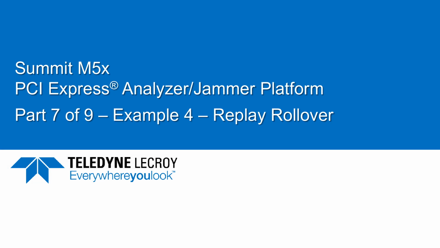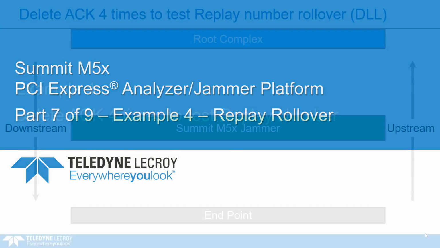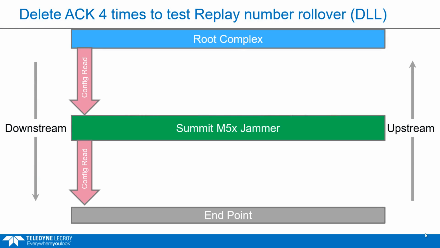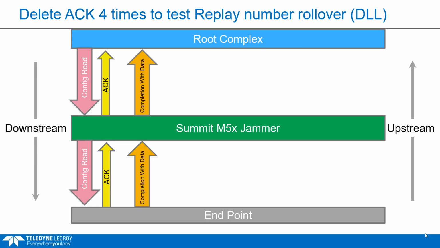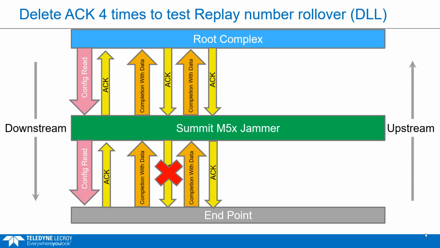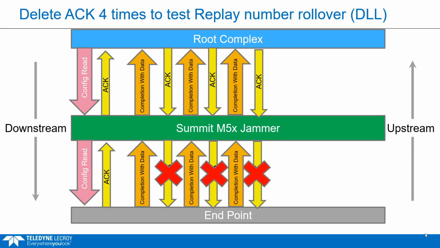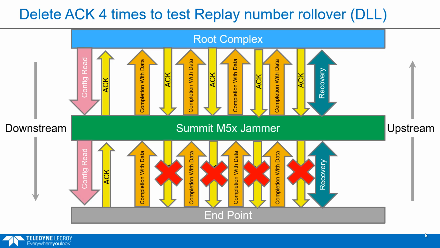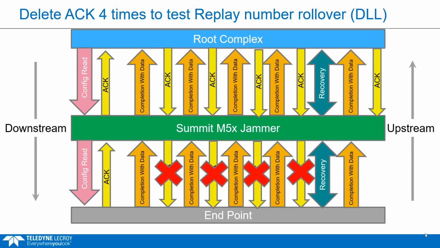The next example is a variation, but what we're going to do is do the deletion 4 times, and this will test the replay number rollover. So we're going to see the configuration read, acknowledge, completion with data, acknowledge. We're going to delete that once, twice, 3 times, 4 times, which will cause the link to go to recovery. And we'll see that in the example. The completion with data will then be sent after the recovery and be acknowledged, and the transaction is complete.